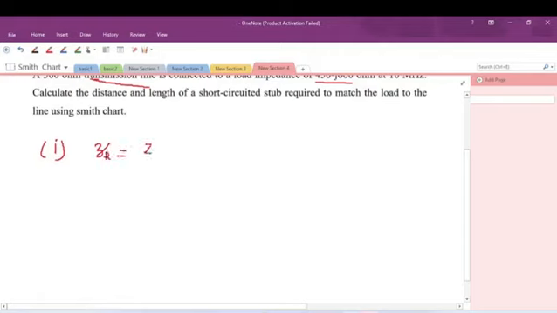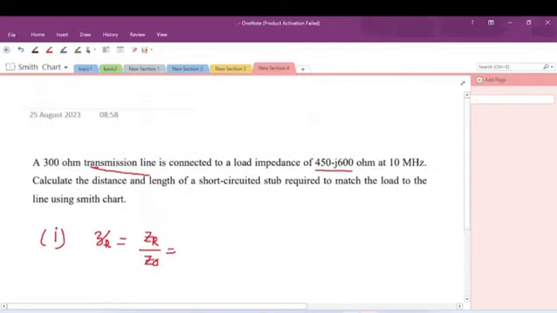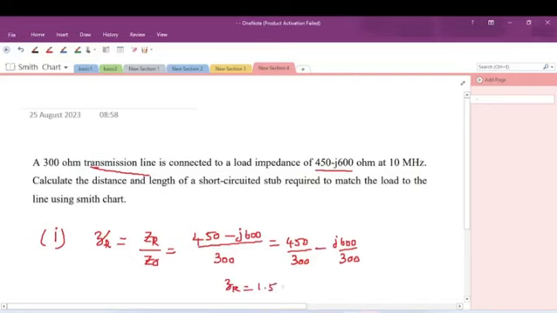The first step is to find the normalized load impedance. Small zr equals what? Capital ZR divided by capital Z0. So what is capital ZR? It is 450 minus j600. What is capital Z0? That is 300. So the value is 450 divided by 300 minus j600 divided by 300, which is 1.5 minus j2.